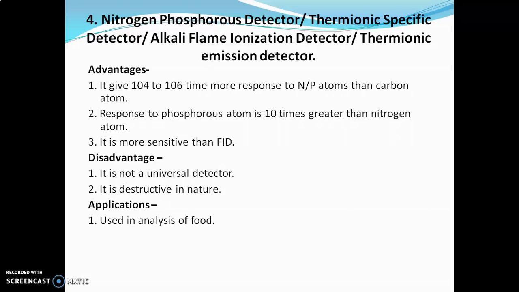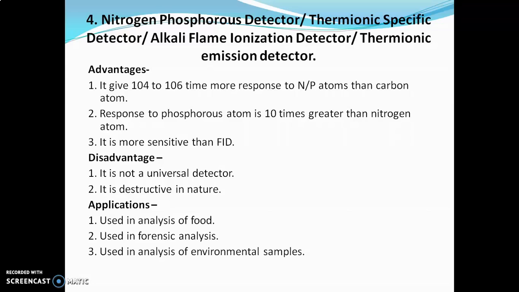Now we'll see applications of nitrogen phosphorus detector. It is used in analysis of food. It is used in forensic analysis. It is used for analysis of environmental samples.